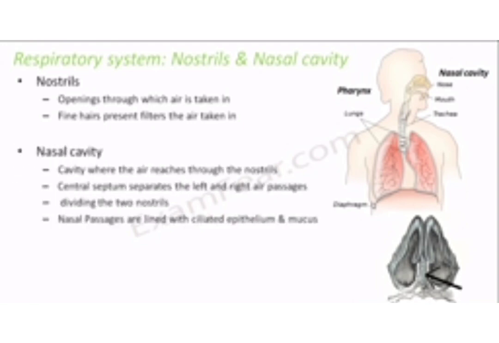Nasal cavity. Cavity where the air reaches through the nostrils. The way we spoke about the buccal cavity or the oral cavity, we saw that the food is taken in through the mouth and mouth leads to the oral cavity. Similarly here, the air is taken in through the nostrils and the nostrils lead to the nasal cavity. A central septum separates the left and the right air passages, dividing the two nostrils.